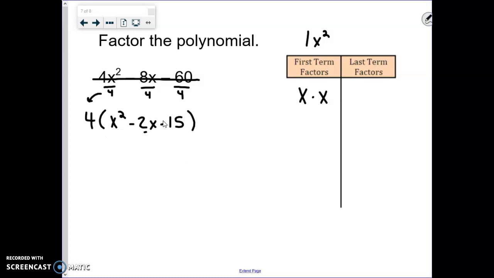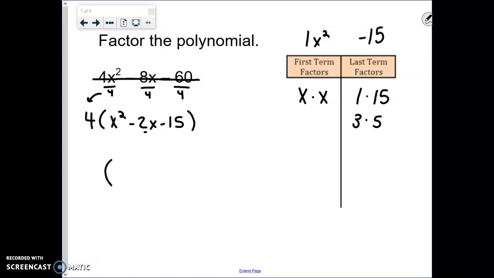So that means they're going to have to be different signs because you've got to have a positive times a negative or a negative times a positive to get negative 15. Let's just look at the numbers themselves first, okay? Let's start with 1. 1 times 15. 2 doesn't go into 15. 3 goes into 15 5 times. 4 doesn't go into 15. 5 does, but we've already got 5 times 3, so we're done. There are only 2 sets of factors here.